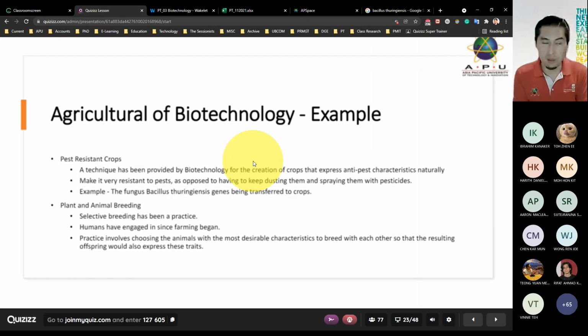So as of today, if you notice, a lot of corns do have this particular genetic line, so that they are now resistant to pests instead. So plant and animal breeding, again, this falls under agriculture. They cover both as well. Ever since farming began, the whole idea again is to combine them together to get a particular characteristic that you want.